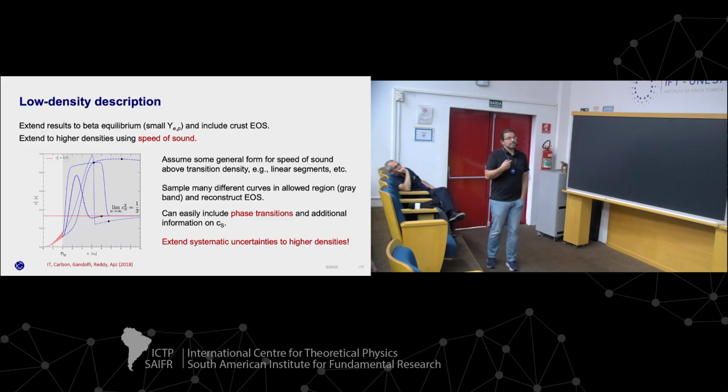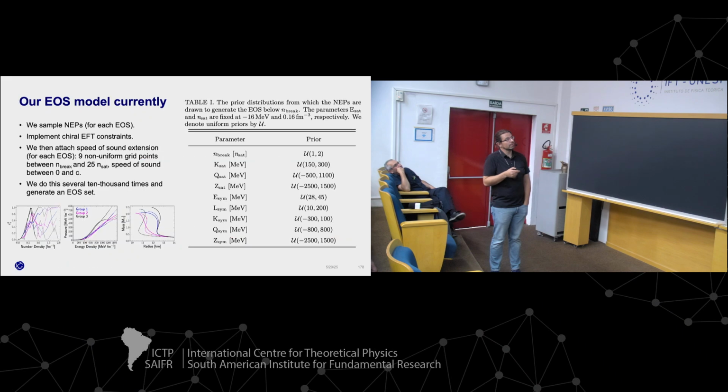And so we can easily include new phases or transitions to new phases of matter in an approach like this. And basically, that represents a way of extending uncertainties to larger densities, because we do not make any model assumptions, right? It's very agnostic. The only assumption we make is that we can parameterize in some form the equation of state in terms of the speed of sound, which is a very, very valid assumption, I think.